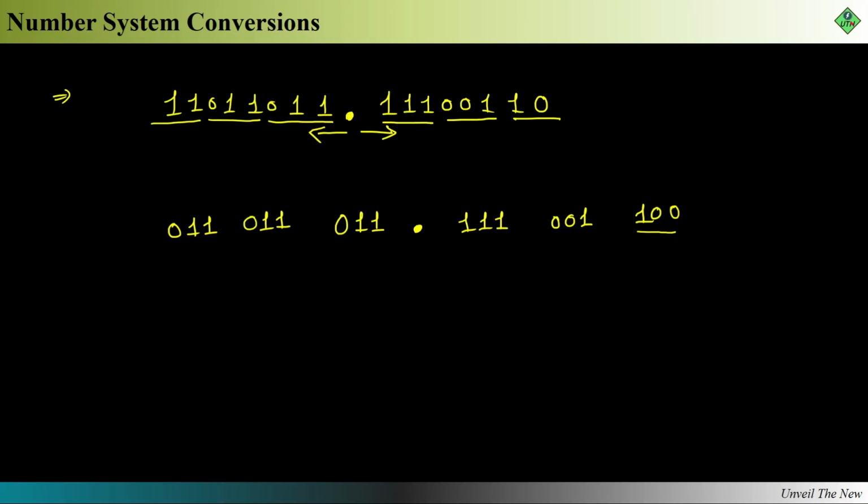Why are we adding the 0 at the end? Because this number is after the point. So after the point, if there are some digits and you add 0 at the end, it will not change the value. So that is what we need to do.